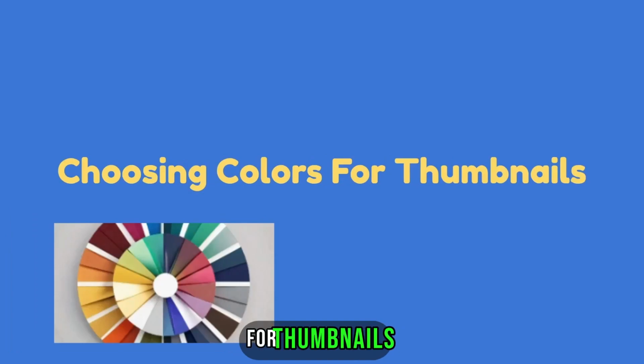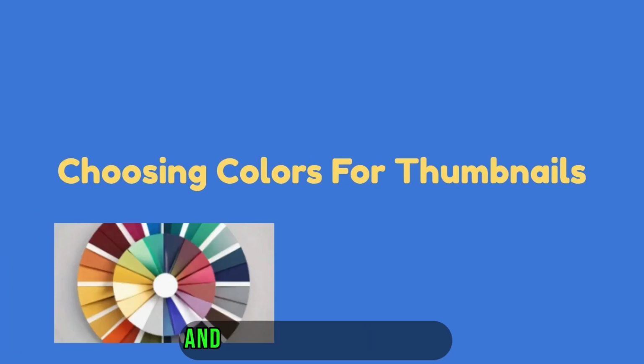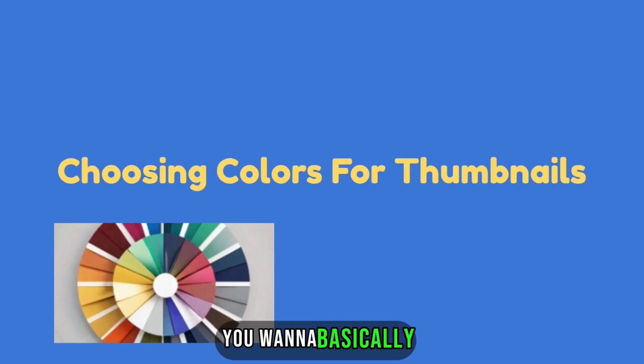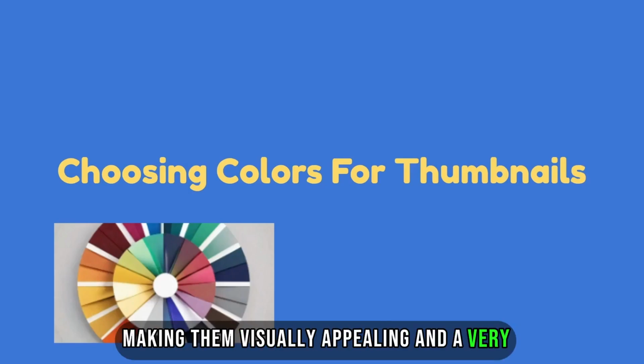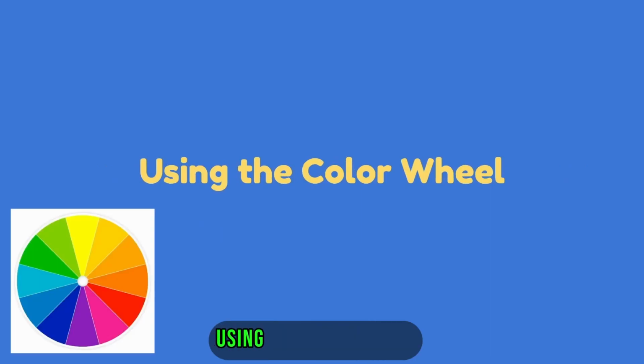Choosing colors for thumbnails. To make your thumbnails stand out and catch viewers' attention, you want to choose two opposite colors from the color wheel. By selecting opposite colors, you can create enough contrast in your thumbnails, making them visually appealing and very attention-grabbing to the viewers. Using the color wheel.